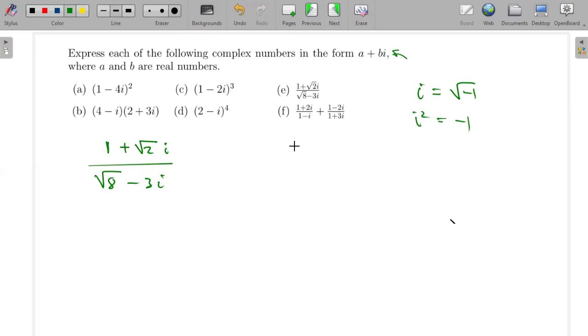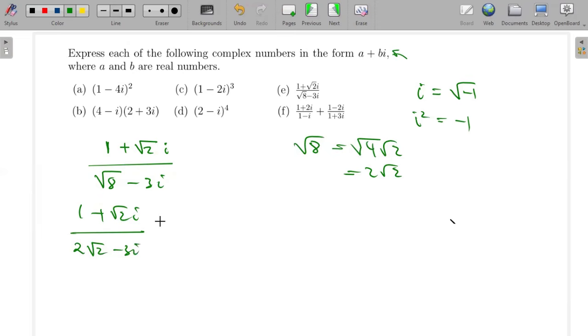So first of all, I'm going to write this root 8. See, this root 8 is just root 4 times root 2, which just gives us 2 root 2. So I can replace that there, such that I have 1 plus square root of 2 i, and then there I just have 2 square root of 2 minus 3i. So now I'll multiply by the conjugate of what I have in the denominator. That will be multiplied by 2 square root of 2, so that sign changes from negative to positive, plus 3i, over 2 root 2 plus 3i.